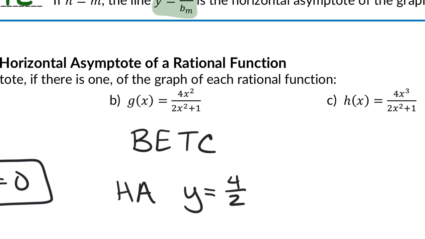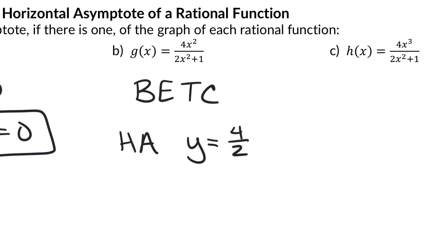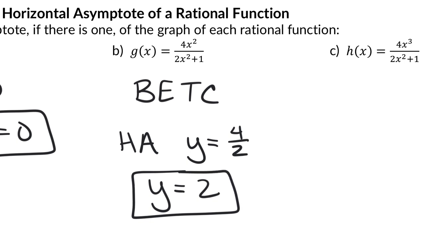But we can totally actually divide those numbers. So my horizontal asymptote is going to be at y equal to 2. So again, all I did was take these two numbers, the leading coefficient of the top and bottom, and divide them.